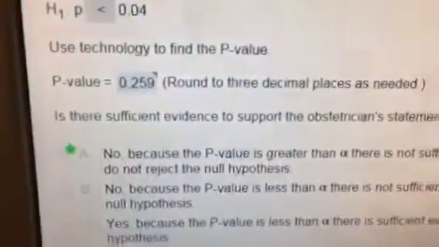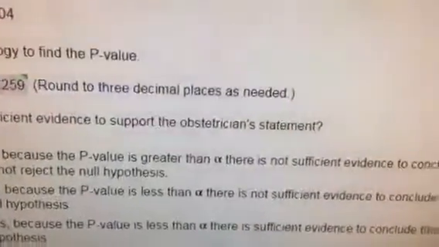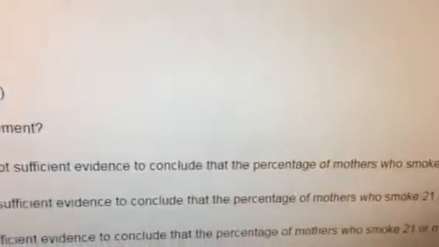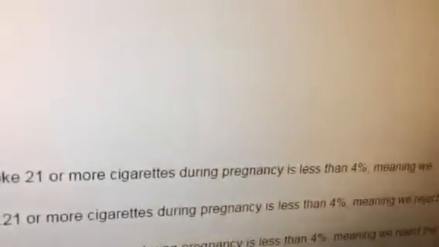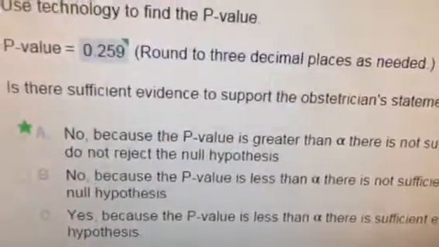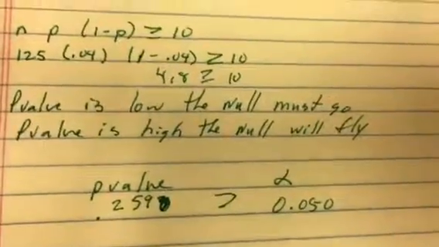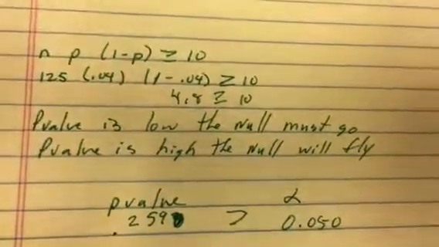So that means that there is not enough evidence to support the claim that our proportion is less than 0.04. So they say, is there significant evidence? No, because the p-value is greater than alpha. There's not sufficient evidence to conclude that the percentage of mothers who smoke 21 or more cigarettes during pregnancy is less than 4%, meaning we do not reject the null. And that all comes back from this statement here. P-value is high, the null will fly.